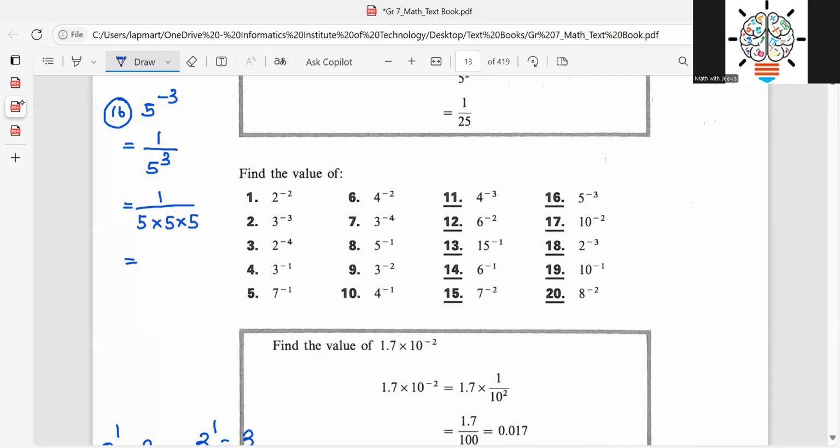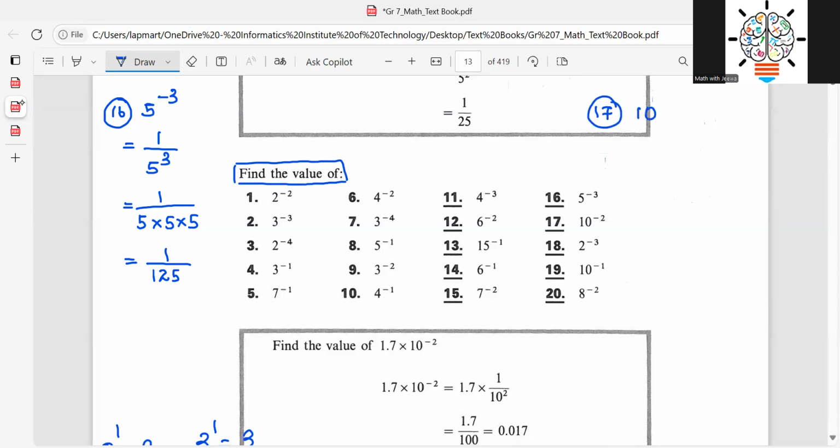Then the answer is 1 over 125. 1 over 125, right? 5 times 5, 25. 25 times 5, 125. So then here you want to read the question carefully. You want to write the value or find the value. So then we will move to question number 17.